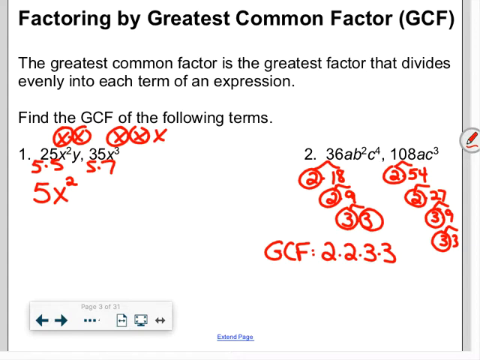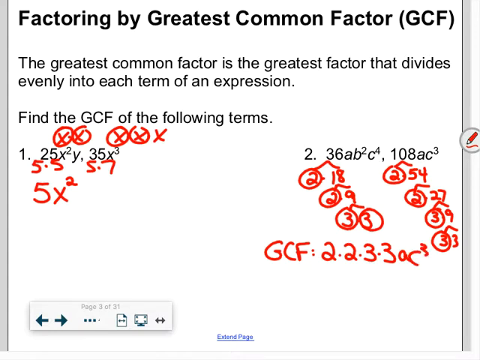All right, now let's look at the letters. They both have an A, and they're both to the first power, so there's an A. They both don't have B's, so B is not common. They both have C's, C to the 3rd, because they both have a C to the 3rd. This one doesn't have an extra C for C to the 4th.